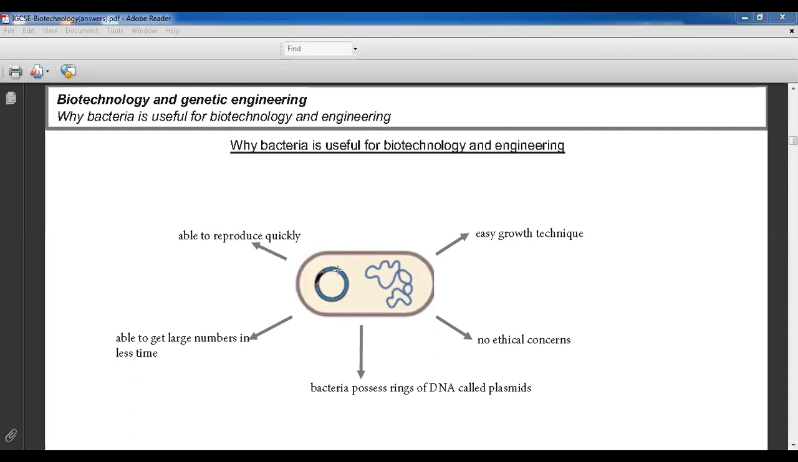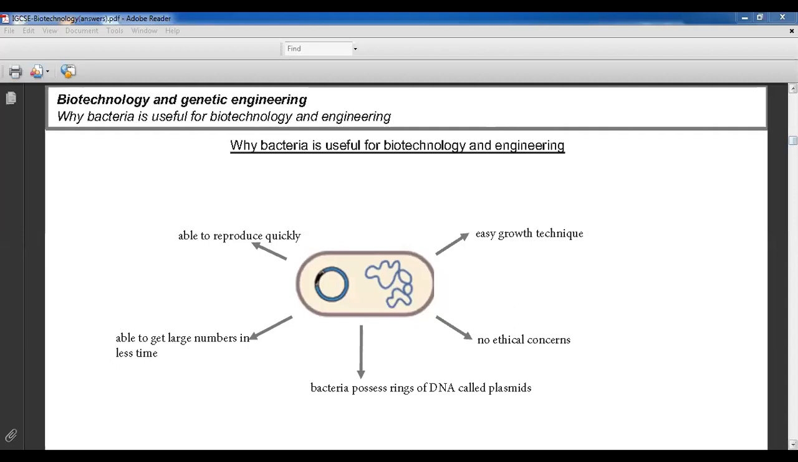Is it clear? Because of all these, bacteria is very useful for biotechnology and genetic engineering. No ethical issue, and bacteria grow, like reproduce, very quickly. Is it clear? All right. Now, the bacteria contain a plasmid on which I can put my gene of interest easily. So that's why bacteria is very useful for biotechnology and genetic engineering.